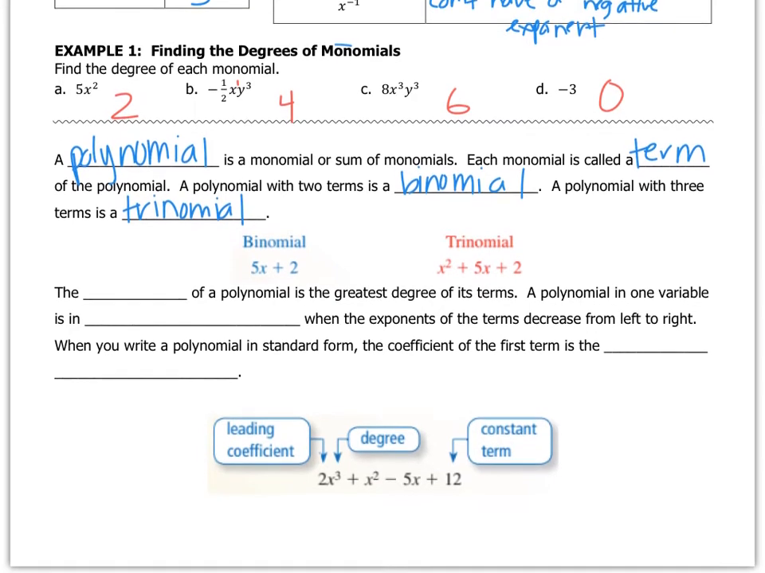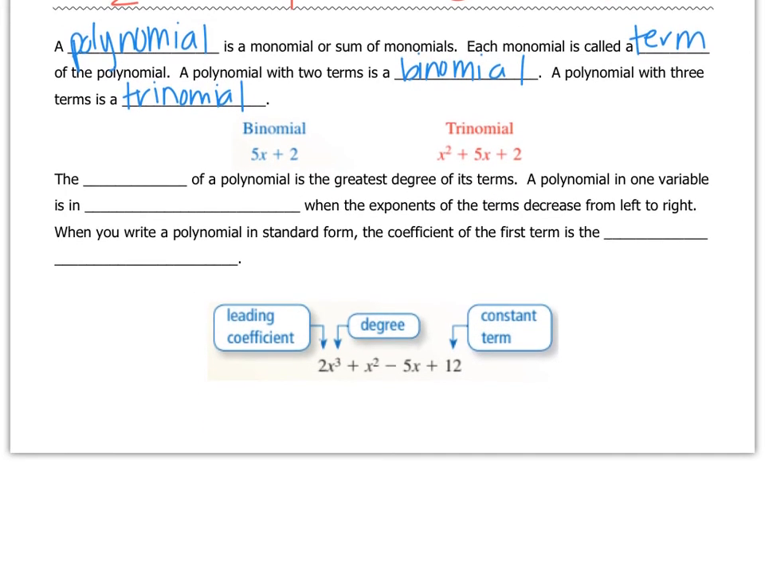Going back to our idea of degree, if I wanted to find out the power of a binomial or the power of a trinomial, it would be the degree with the highest value. So let's write: the degree of a polynomial is the greatest degree of its terms.